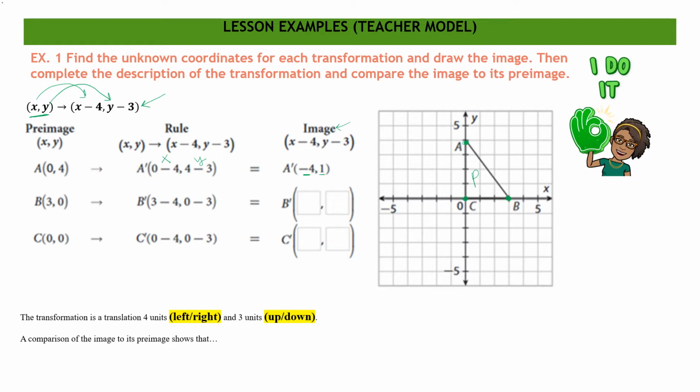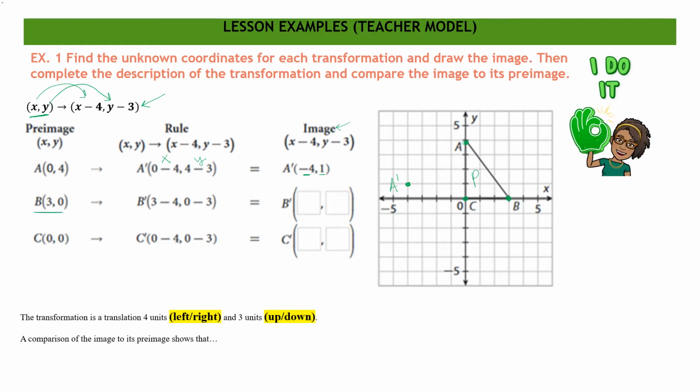This coordinate point A prime is 4 units to the left, 1, 2, 3, 4, and then 1 unit up. So this is our point A prime, our image point from our pre-image point A. We know the difference between the two because our image point always has this little notation by it, which is called prime.